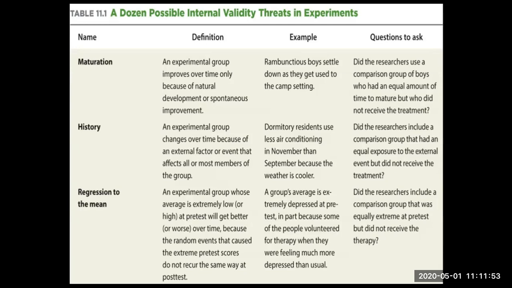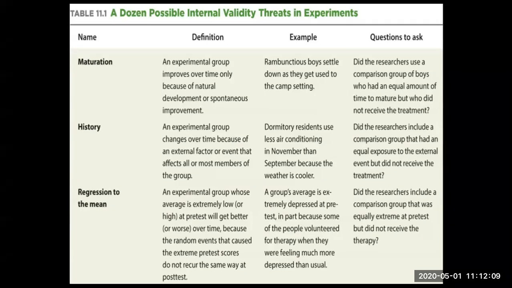Regression to the mean. An experimental group whose average is extremely low or extremely high at pretest may get better or worse over time simply because whatever random events caused extreme scores did not recur the same way afterward.